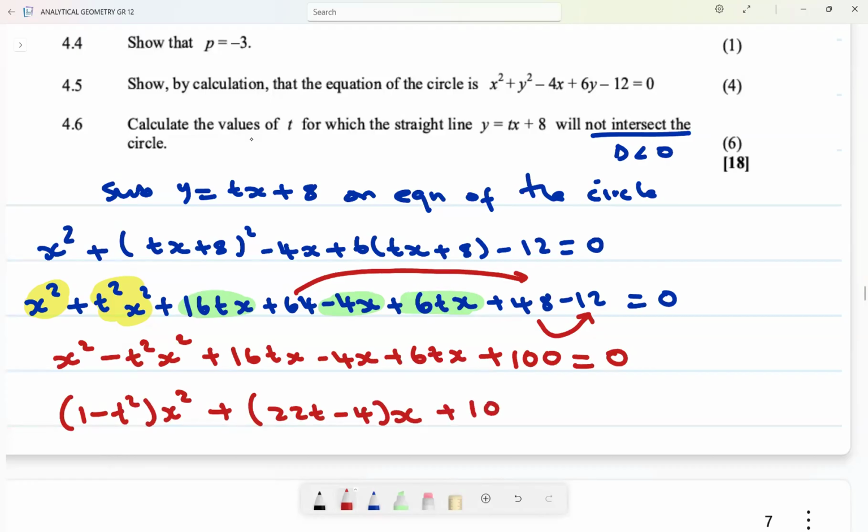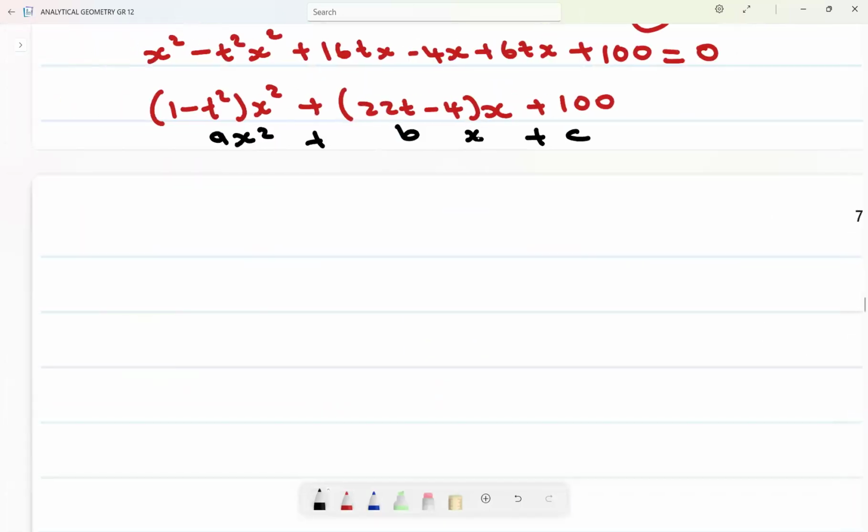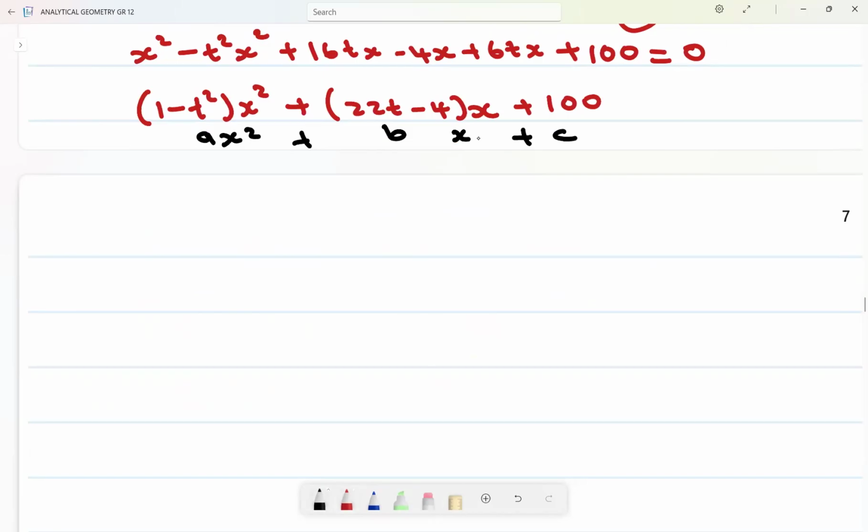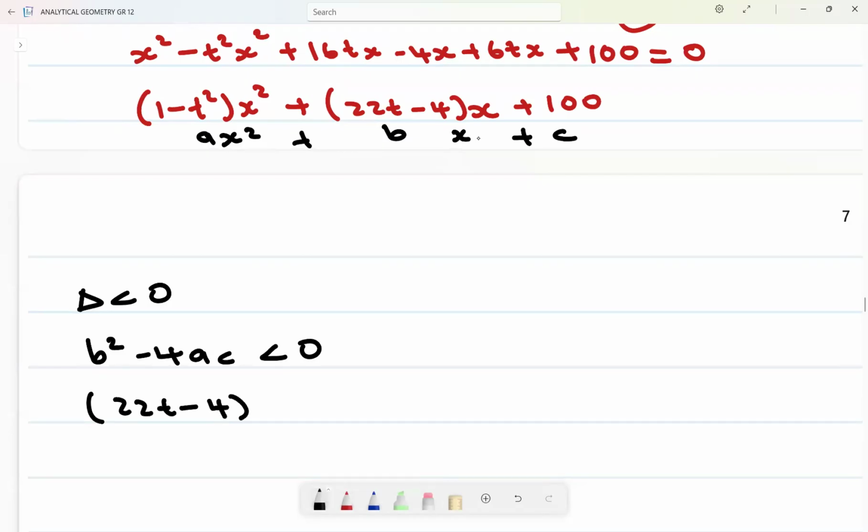X plus 100. So this is in the format of ax squared plus bx plus c. So for them not to intersect, I need my discriminant to be less than 0. Remember, the discriminant is b squared minus 4ac. What is b? It is 22t minus 4. Then 4a, it is 1 minus t squared. C is just 100.